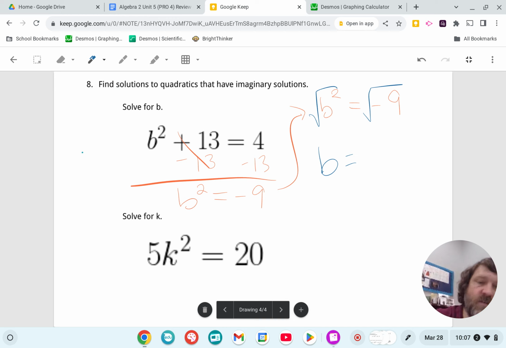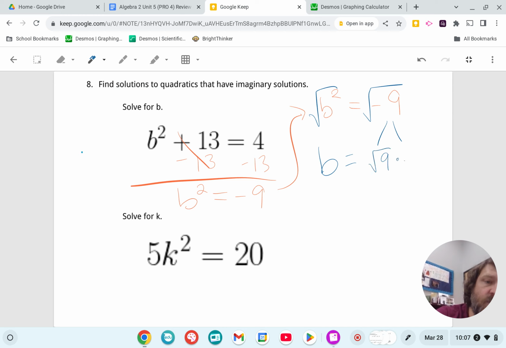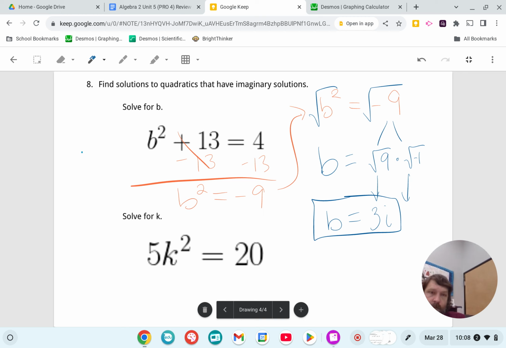So in order to solve this, we're going to split it up. We know that negative 9 is made up of the square root of 9 times the square root of negative 1. And we know that the square root of 9 is 3, and we know the square root of negative 1 is also known as i. And so our final answer is that b equals 3i. And that's the logic behind all of these.